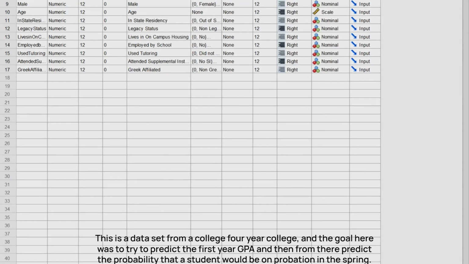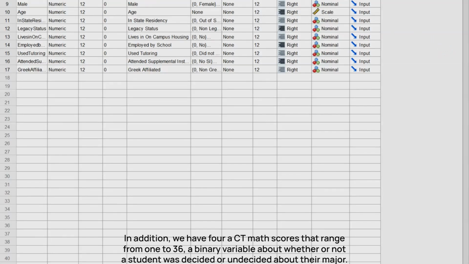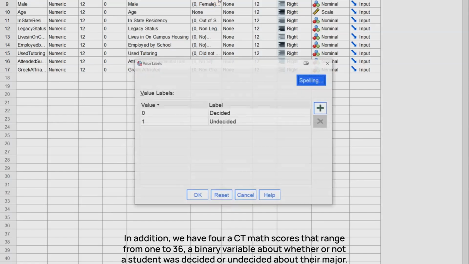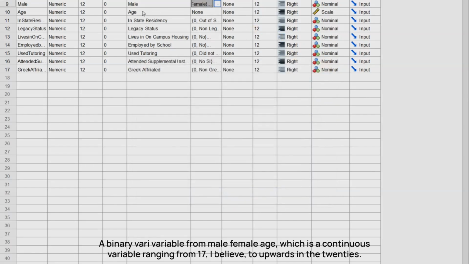This is a set from a 4-year college. And the goal here was to try to predict the first year GPA, and then from there, predict the probability that a student would be on probation in the spring. So these are the two core variables we're working with. In addition, we have ACT math scores that range from 1 to 36. Binary variable about whether or not a student was decided or undecided about their major. A binary variable for male, female. Age, which is a continuous variable ranging from 17, I believe, to upwards in the 20s.